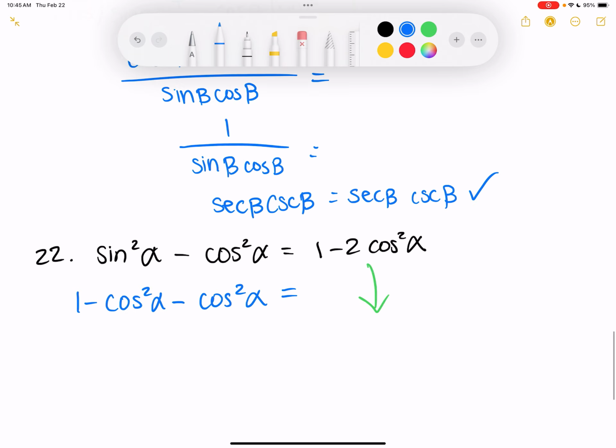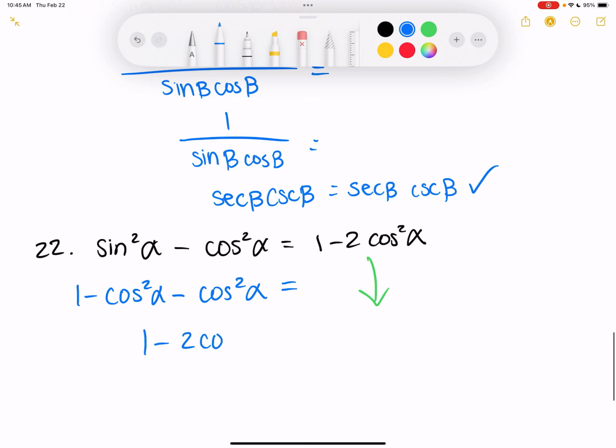Now what do I have? 1 minus 2 cosine squared alpha, which is what I was trying to get to. So see, that's another way we can rewrite something. We tend to go from 1 minus cosine squared to say that it's sine squared, but sometimes we have to work the other way.